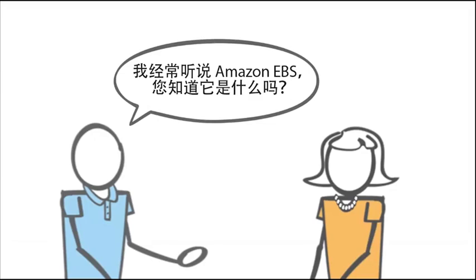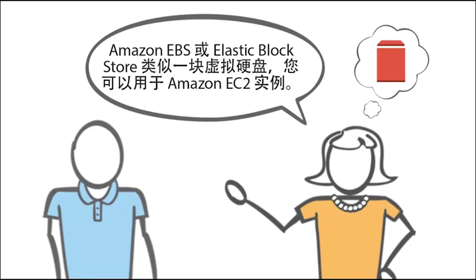I've been hearing a lot about Amazon EBS. Do you know what it is? Amazon EBS, or Elastic Block Store, is like a virtual hard drive you can use with your Amazon EC2 instances.